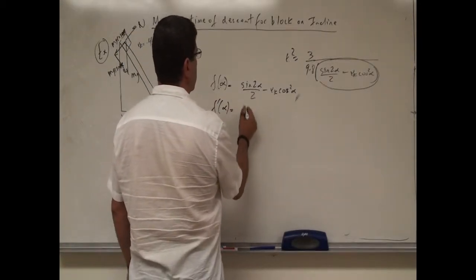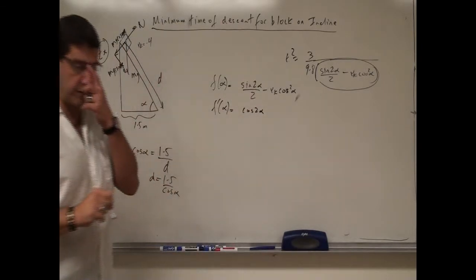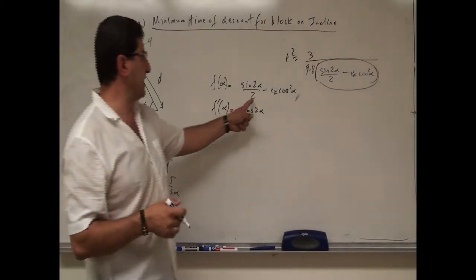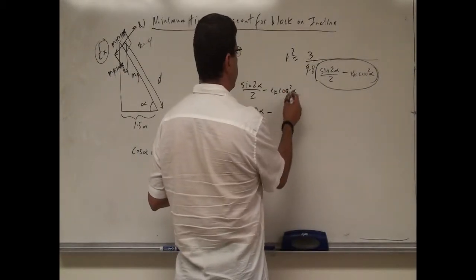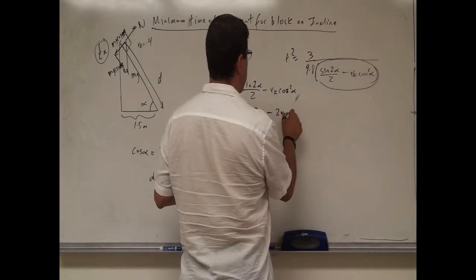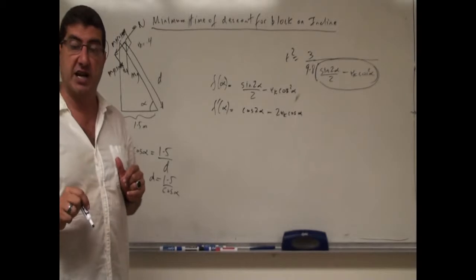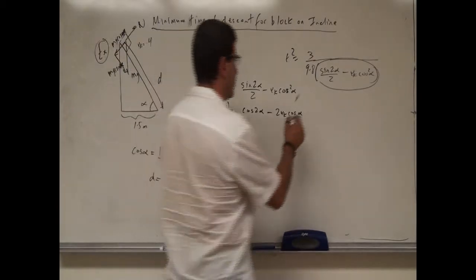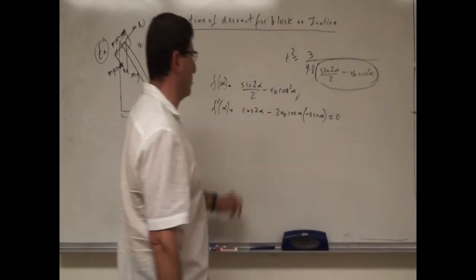Then I get here cosine of 2 alpha times the derivative of the inside, which is 2. And then that cancels this 2. Minus, and then the derivative of this becomes 2 mu k cosine alpha, right? Times the derivative of cosine, which is negative sine, right? Negative sine alpha. Then I'm going to set that equal to 0.